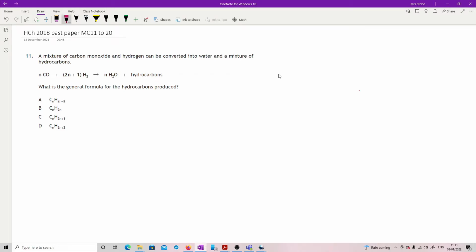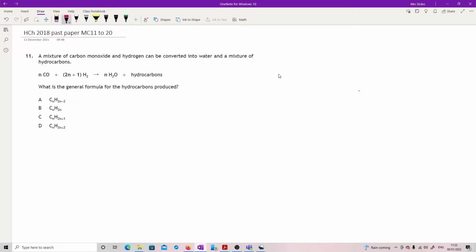Multiple choice. Right, second half of the 2018 past paper multiple choice. I'm starting off by saying I did not like this first question on this section. Okay, right, a mixture of carbon monoxide and hydrogen can be converted into water and a mixture of hydrocarbons. I just hope I can explain this well. I've got lots of scribbles.